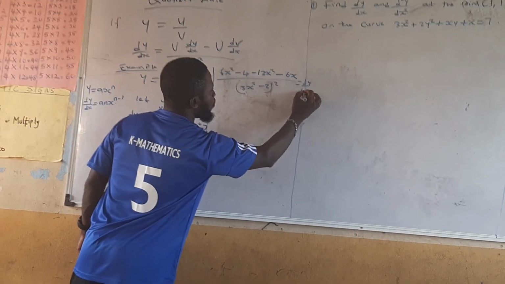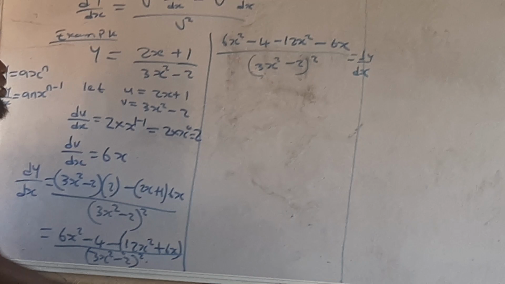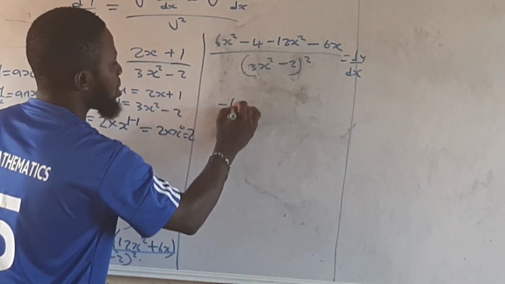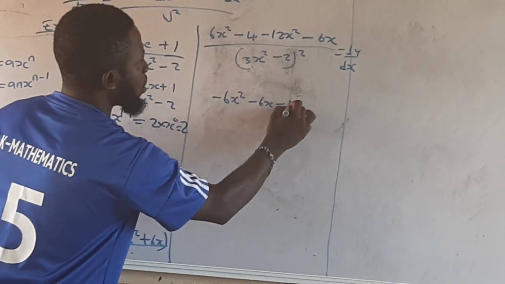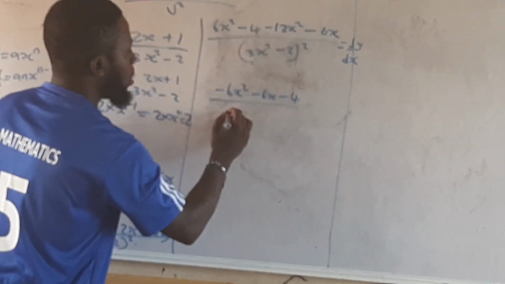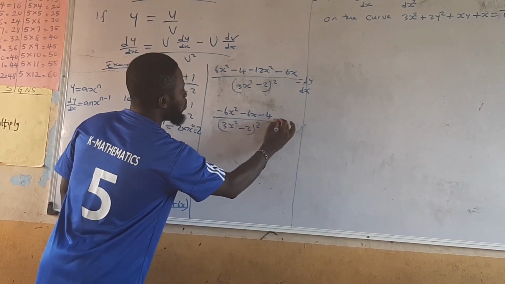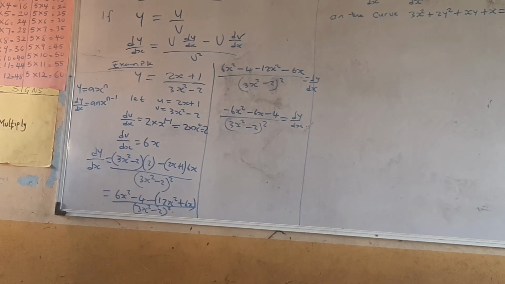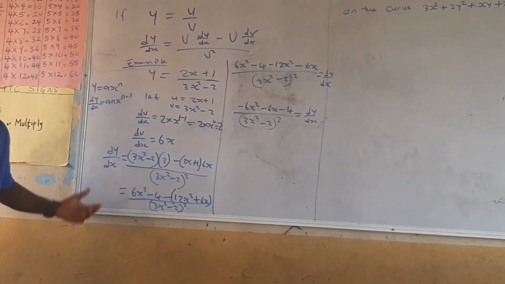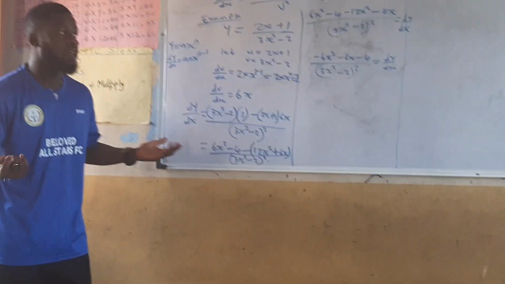But let me now put it in the final form. 6 minus 12, that's minus 6. And that will give me minus 6x squared minus 6x minus 4 all over 3x squared minus 2, all squared, which is my dy/dx. That's how to solve a question like this. I could see someone is asking a question, can we leave our answer like this? Yes, you can leave your answer like that. It doesn't make you wrong.